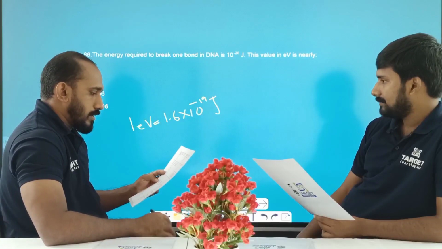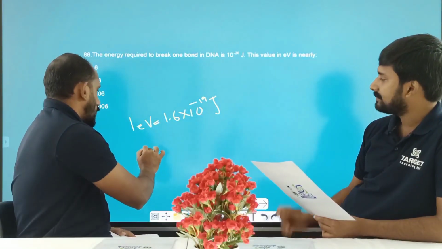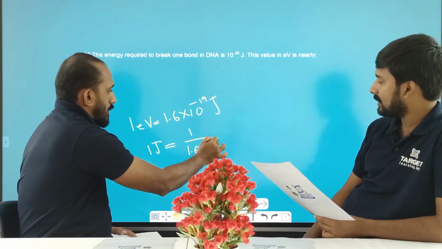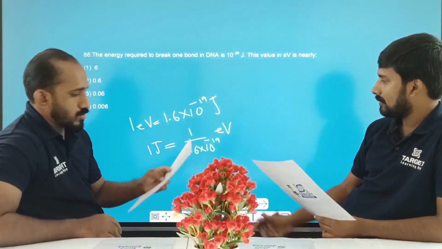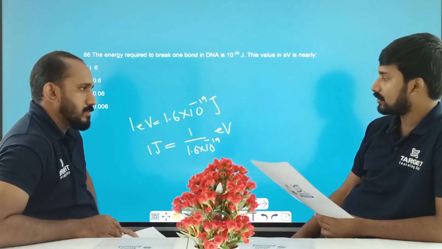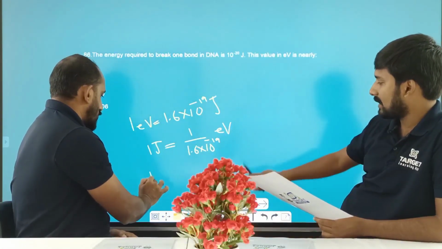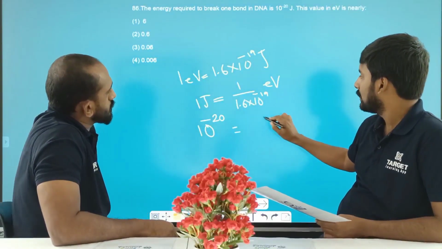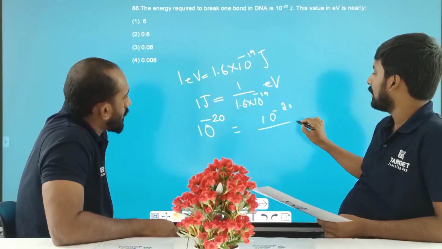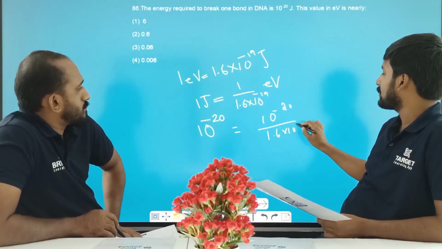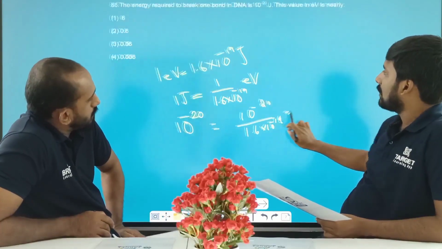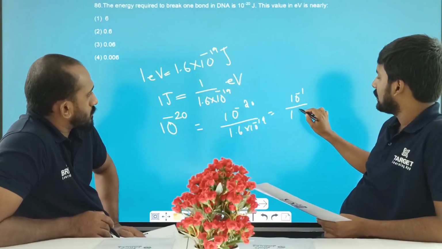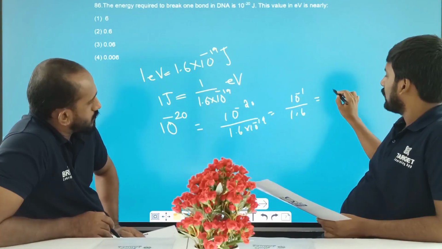Here, joule is given, you have to convert to electron volt. So we have 1 joule is equal to 1 by 1.6 into 10 raised to minus 19 electron volt. So to convert 10 raised to minus 20 joules, we multiply on both sides. 10 raised to minus 20 divided by 1.6 into 10 raised to minus 19. The numerator term becomes 10 raised to minus 1, so we get 1 divided by 1.6 times 10 raised to minus 1, that is equal to 1 by 16.